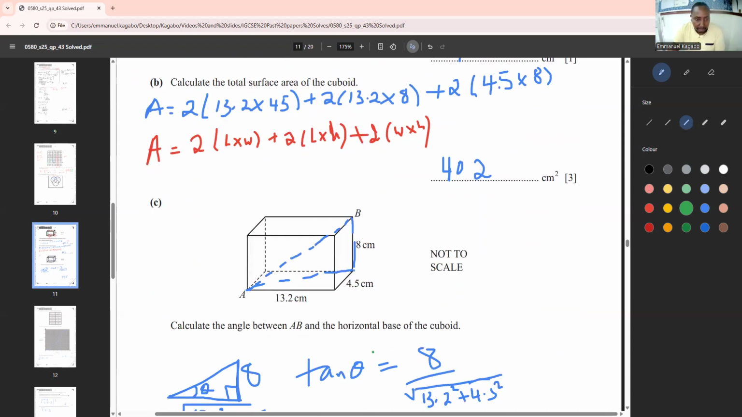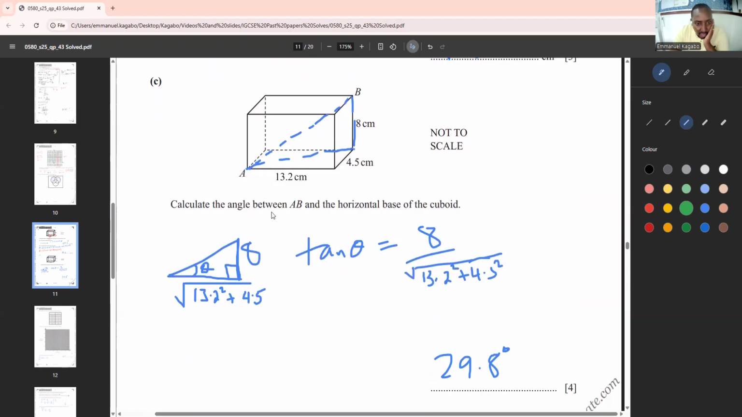Okay? Very good. Then they said calculate the angle between AB, as I have drawn that, and the horizontal base of a cuboid, as indicated. This is the area they're talking about. So if you take it out, it will be exactly that. Here, this is A, this is B. Here they didn't specify. You can put there X, it doesn't matter. So this is X here, okay?